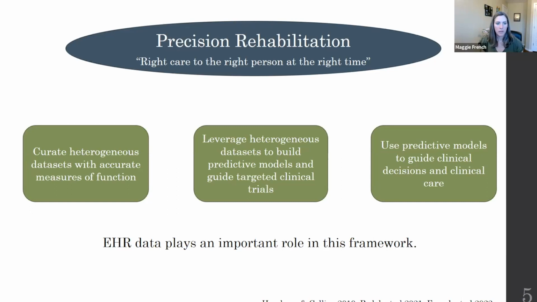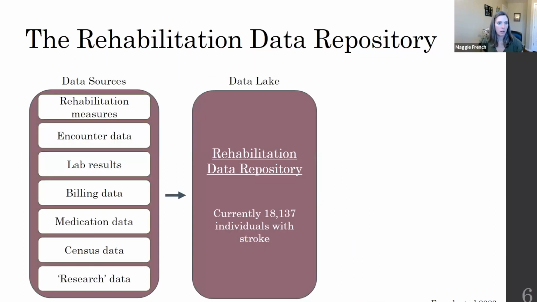So at Hopkins, what we've done to move towards this is develop something called the Rehabilitation Data Repository. This repository is aimed to improve the access that researchers have to electronic health records so that we can make that shift towards precision rehabilitation. Within this data repository, we currently have over 18,000 individuals with stroke for whom we have their electronic health record data pulled into the data lake. The categories of data from the electronic health record can really be categorized into some of the examples you see here on the left side of your screen.